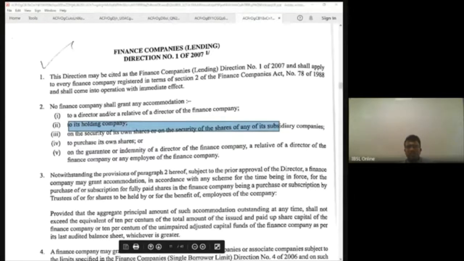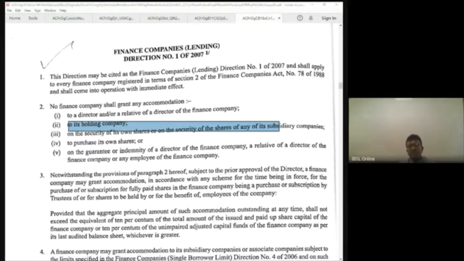Now my question is, you start up a margin trading account with a finance company, let's say People's Leasing Company. You have already purchased 1 million shares of JKH. And let's assume the price of JKH is 200 rupees, right? Now this is your security.